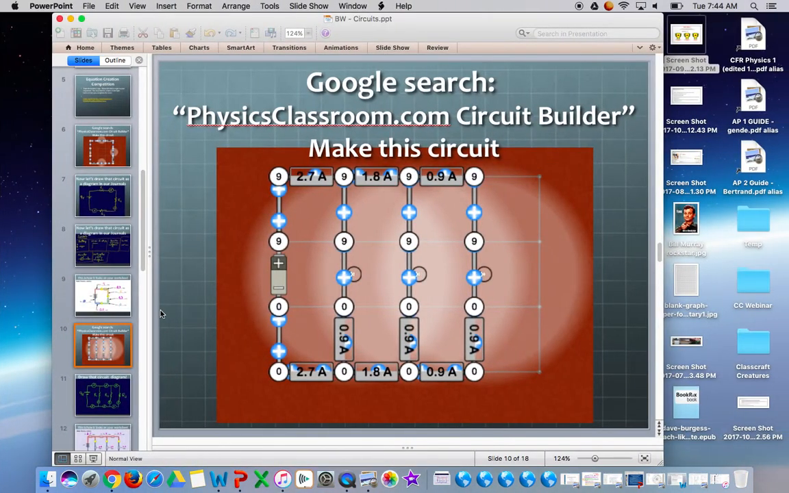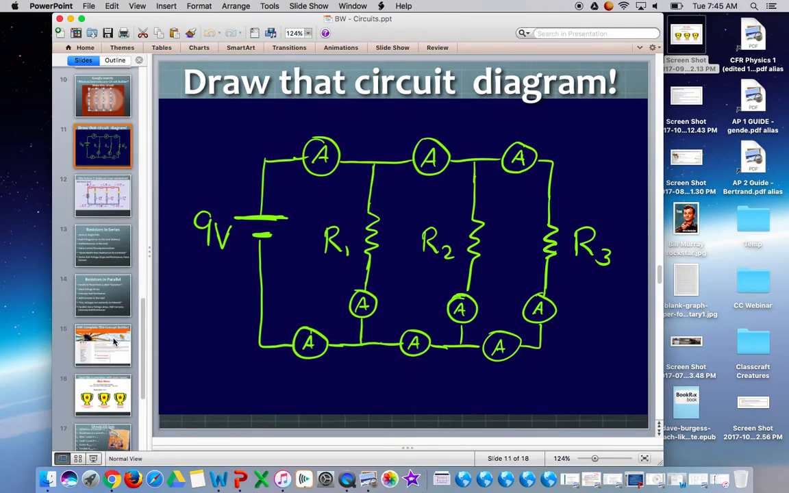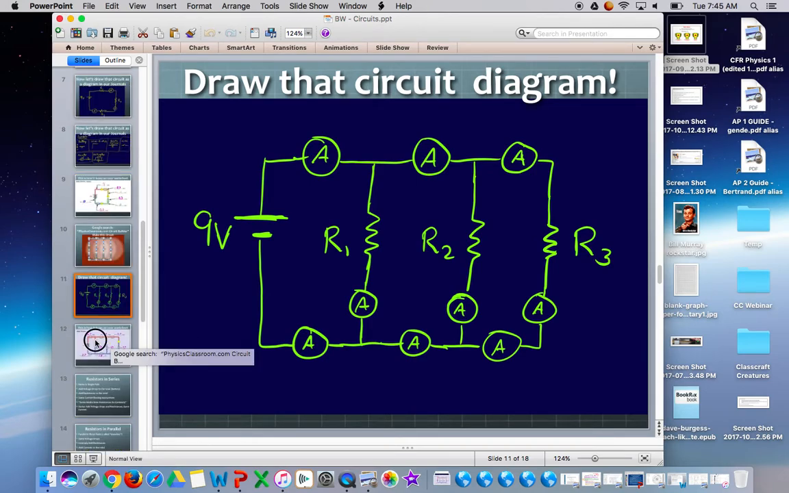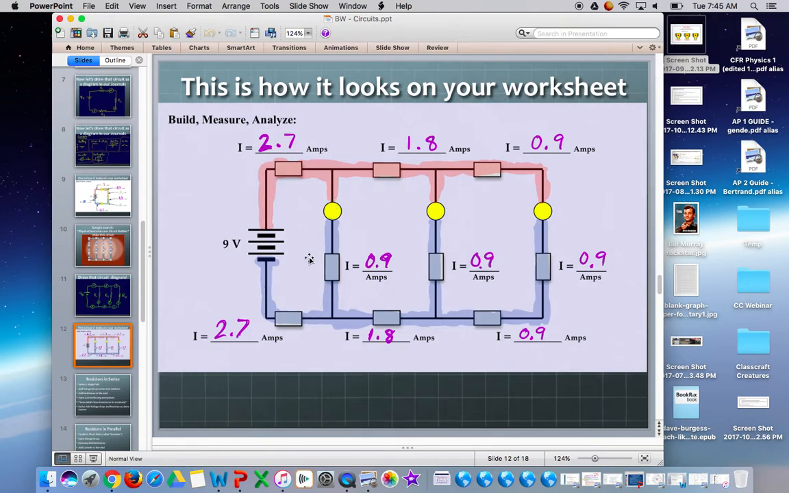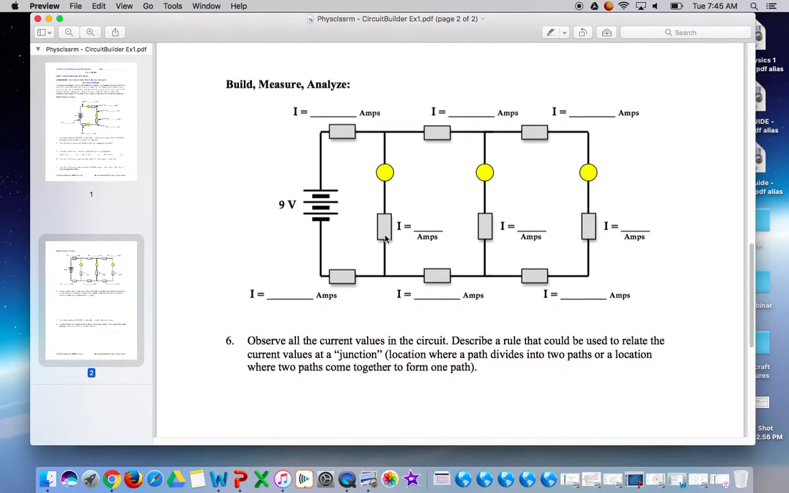Okay, let's go back to here. Let's draw this in our journals. So pause the video, draw this in your journal here. We've got ammeters all over the place because we wanted to measure all that current that was splitting, in amperes. We've got our 3 resistors here that were light bulbs, and they were wired in parallel branches. Pause and draw. Okay, now we're back, and now this is how this will look in your worksheet. On to the second page of the worksheet.